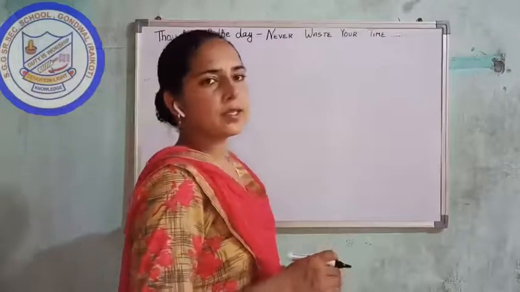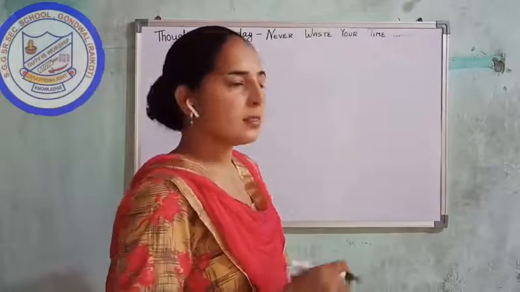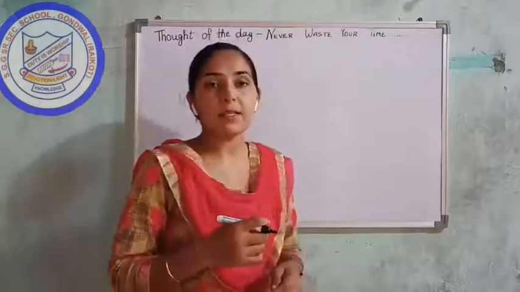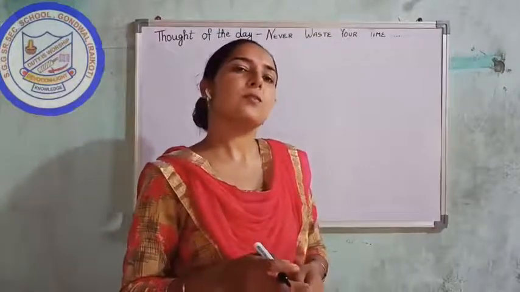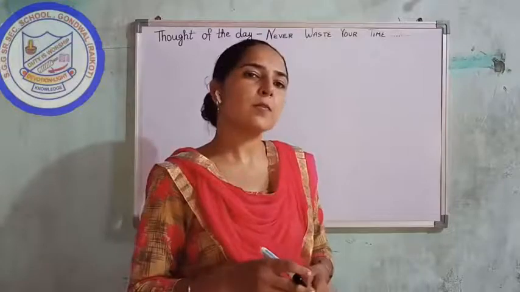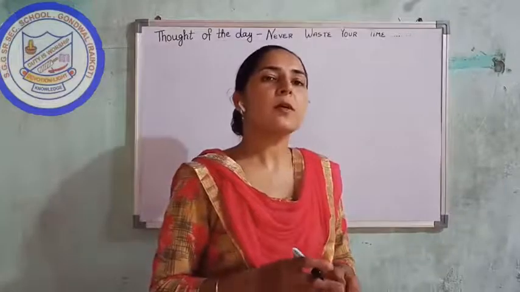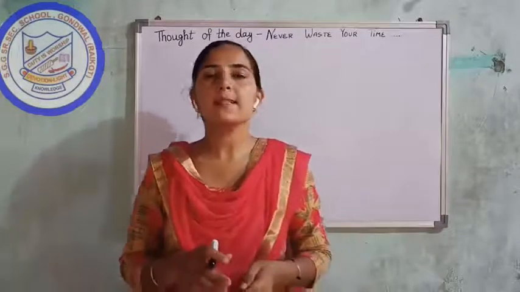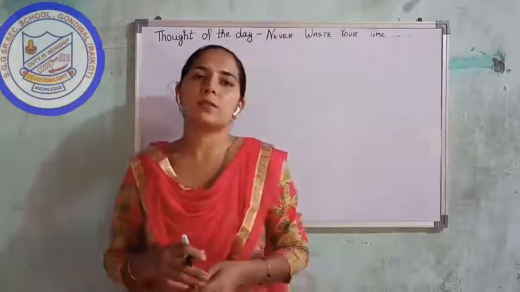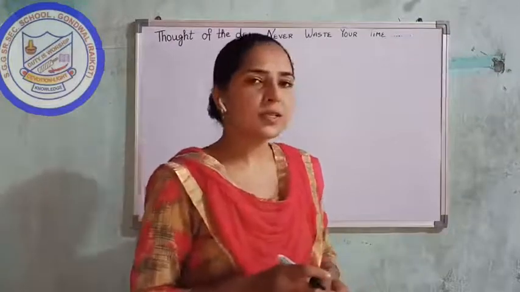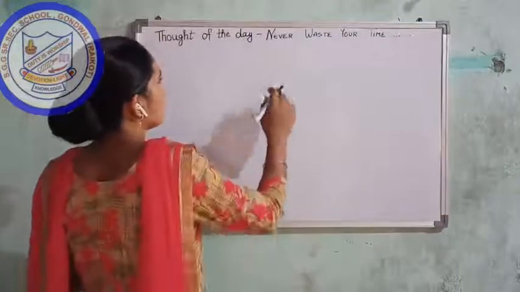In our previous lecture, I told you about change of voice related with tenses. We have done present indefinite, past indefinite, future indefinite, present continuous, past continuous, present perfect, past perfect, and future perfect tense. There is no change of voice for future continuous, present perfect continuous, past perfect continuous, and future perfect continuous tense. So in today's class, I am going to tell you about change of voice in sentences with auxiliary verbs.